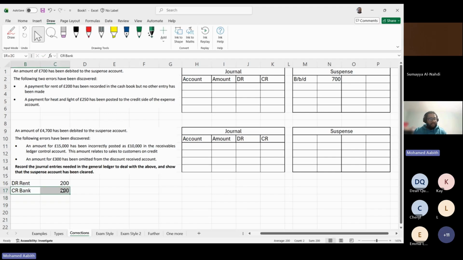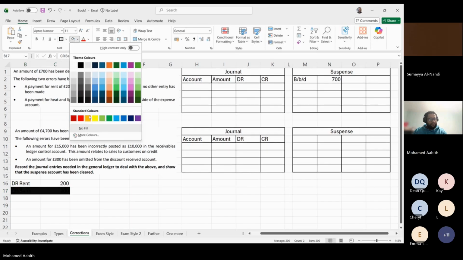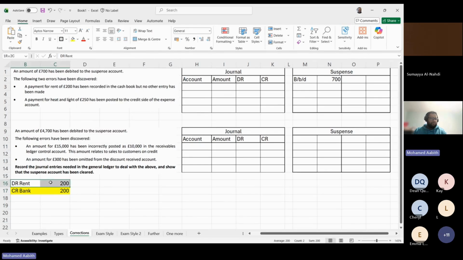What happened here? They have recorded this into the cash book. They have done this one, but they forgot to do this one. This one is not done. What we need to do is make an entry here. So the first entry is to enter the right amount. We're going to say rent £200, and it has to be a debit or a credit entry. It's still a debit entry. Where's the credit entry? The bank account already has an entry, so there is only one account we can think of. We're going to say suspense account, £200 credit.